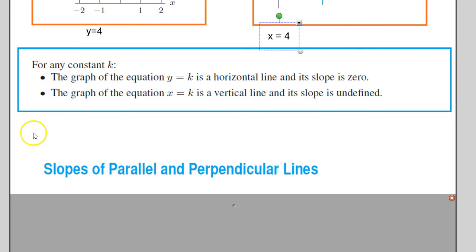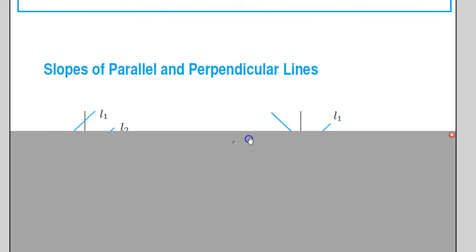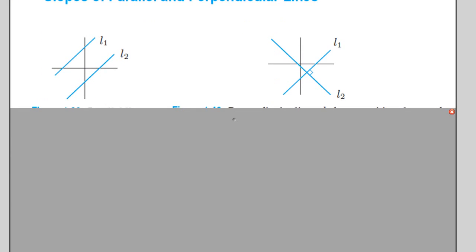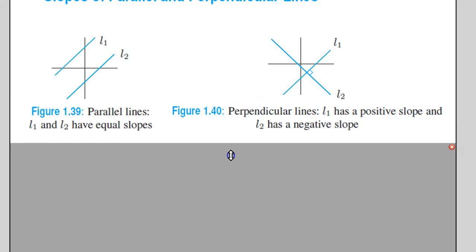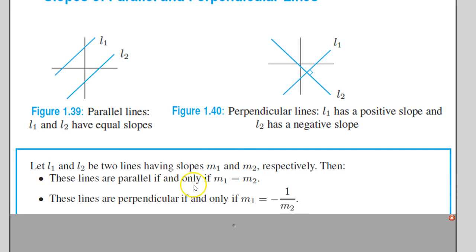Okay? Slope of parallel and perpendicular lines. Again, you guys are familiar with this. You should know that parallel lines have the same slope, they have the same slant. And the slopes of perpendicular lines are not the same. They have opposite signs and their slopes are reciprocals of each other. So basically, we can describe it using these two relationships. If the lines are parallel, M1 is equal to M2. If the lines are not parallel, but they're perpendicular, then M1 is equal to the opposite sign of M2, and you take the reciprocal of M2.